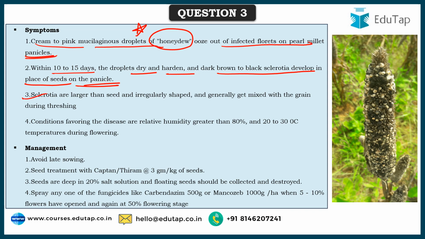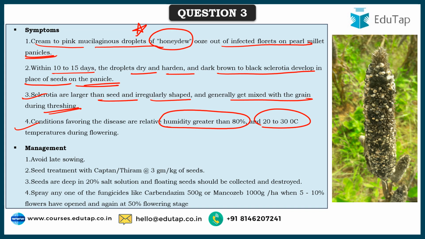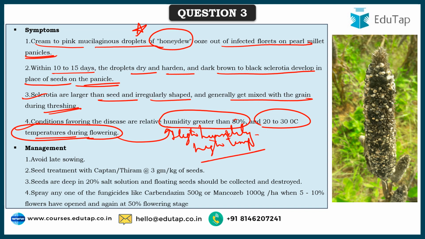And sclerotia are larger than seed and irregularly shaped and generally get mixed with the grain during threshing. And conditions favoring the disease are relatively high humidity greater than 80% and 20 to 30 degrees centigrade temperature during flowering. So during flowering, when there is high humidity coupled with high temperatures, then this attack would be very high.